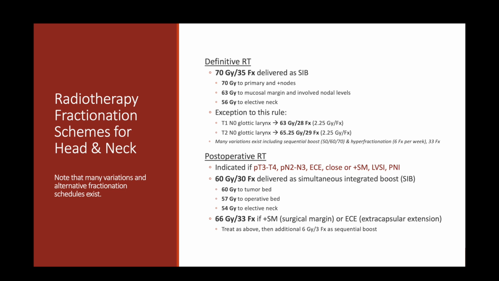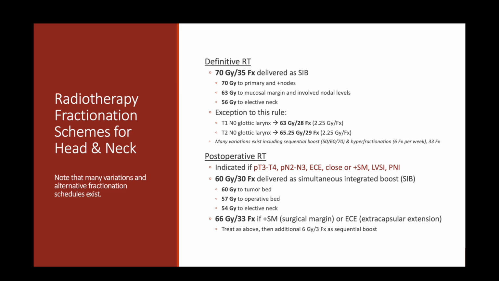So most of the time when we think about the definitive radiation dosing for head and neck cancer, we're in the neighborhood of 70 gray in 35 fractions. And then the biggest exception to this rule is early stage glottic larynx, where we typically do 2.25 gray per fraction for a total of 28 to 29 fractions. And again, important note that many, many variations can exist in this.